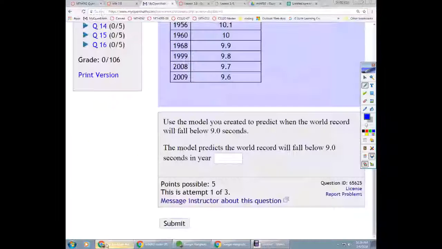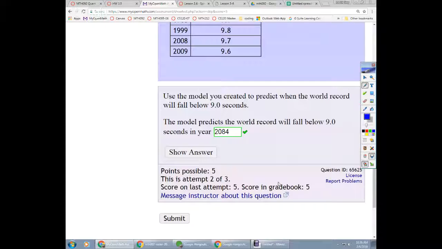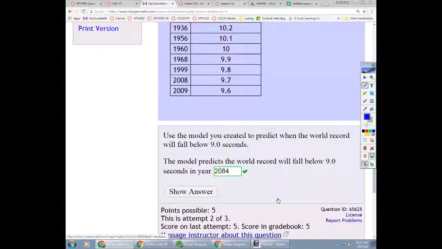All right. So the model predicts the world record will fall in 2084, because we have to be bigger than that number. Let's see if I got it right. Woohoo, I got it right. Nice. Okay, that was exciting.